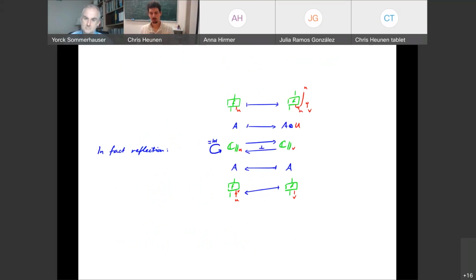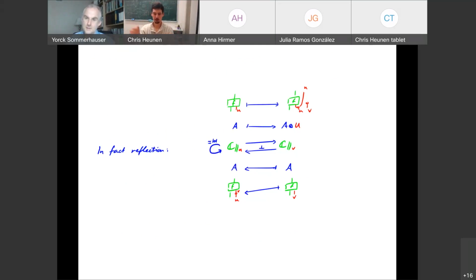And in fact, this is not just a functor, but it's a reflection. If U is below V, then the smaller category CU is a reflective subcategory of the small category CV. So the functor we just talked about is the one going right to left. You can also give a functor going from left to right that now changes the objects. It sends an object A in CU to A tensor U in CV.